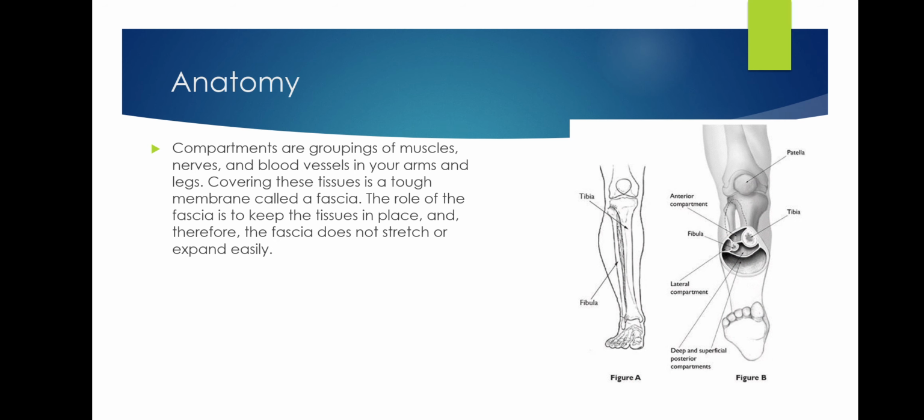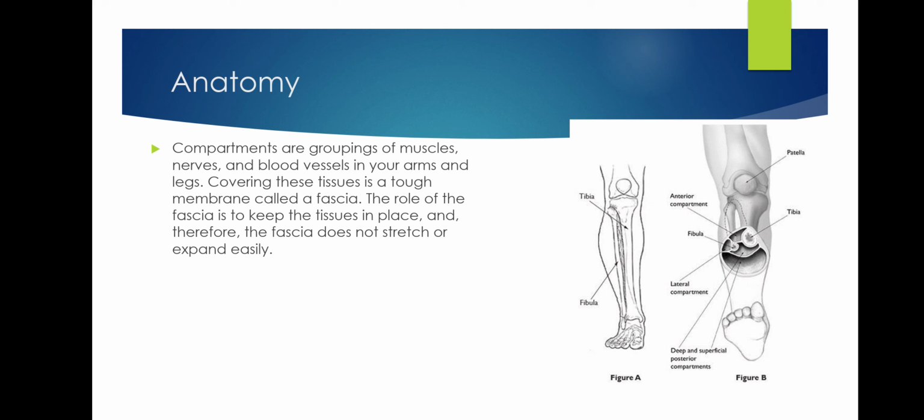When we talk about the anatomy, compartments are basically groupings of muscles, nerves and blood vessels in your arms and legs, okay? Covering these tissues is a tough membrane which we call fascia. So what's the role of the fascia? It's to keep the tissues in place, okay? Therefore the fascia does not stretch or expand easily.